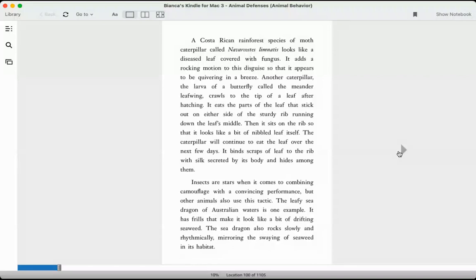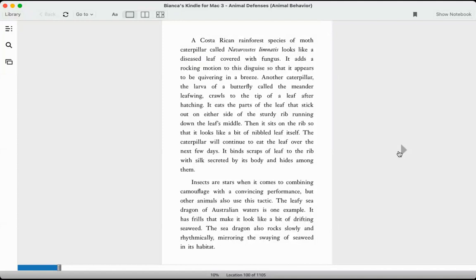A Costa Rican rainforest species of moth caterpillar called Narvacosmis limnatis. That sounds very Harry Potterish. Looks like a diseased leaf covered with fungus. Ugh. It adds a rocking motion to its disguise so it appears to be quivering in a breeze. Another caterpillar, the larva of a butterfly called the meander leafwing, crawls to the tip of a leaf after hatching.